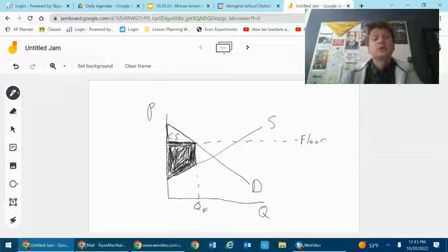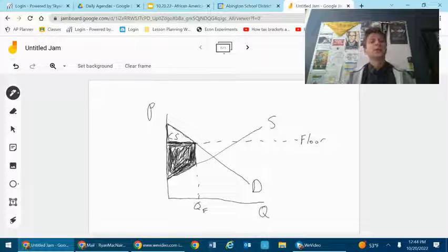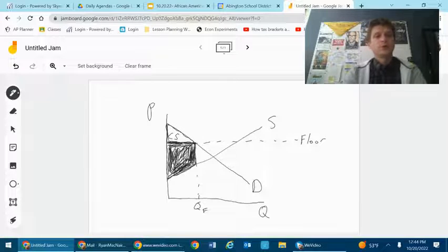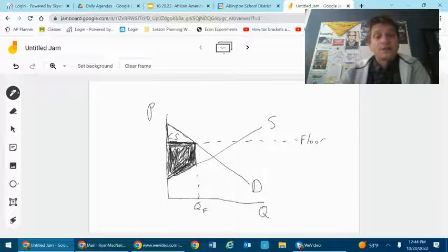So what we can do when we look at this, we can see that consumer surplus shrank because it used to be the area that you see my cursor going over now. That used to be consumer surplus before the price floor. Now it's this little triangle. So consumer surplus, in other words, consumer well-being, shrank. Producer surplus, however, grew. Producer surplus used to be this area that I'm outlining with my cursor. It used to be that area, but now it's the area shaded in, and that is larger.